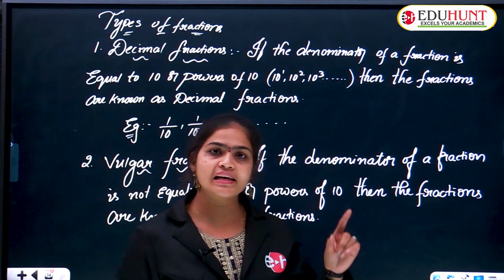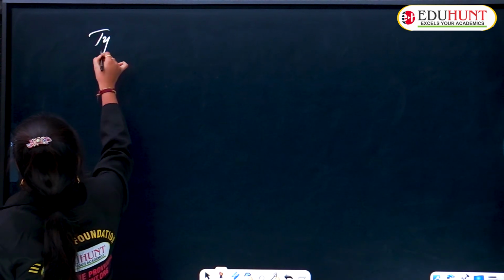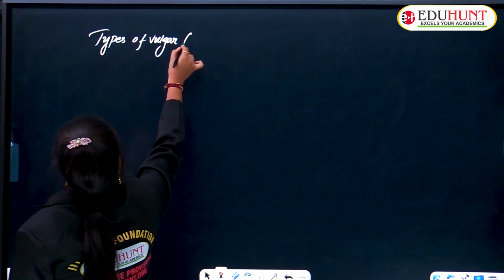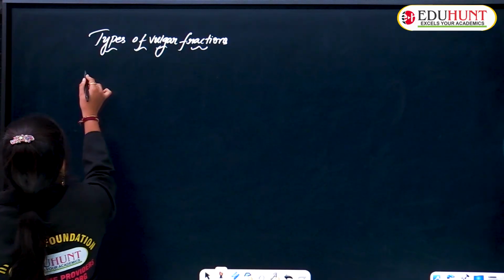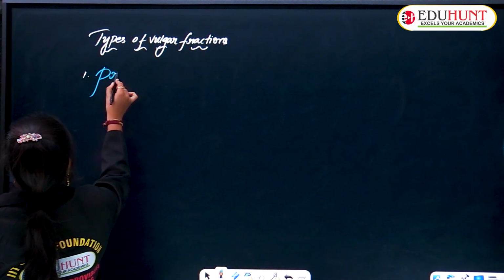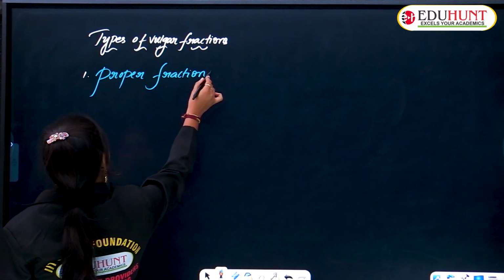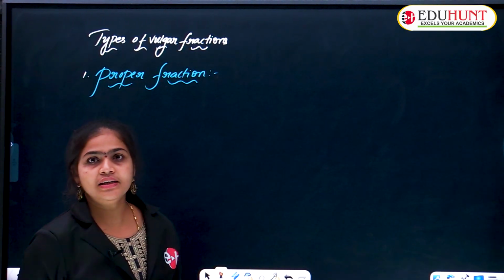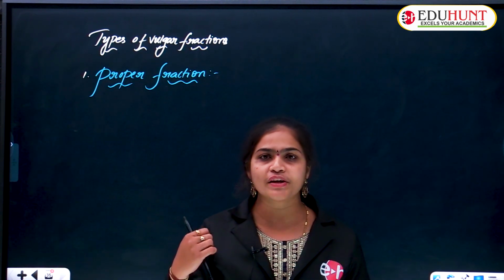Now, the types of vulgar fractions. The first one is proper fraction. What about a proper fraction? In a fraction, if the numerator is less than the denominator, then we call that fraction a proper fraction.